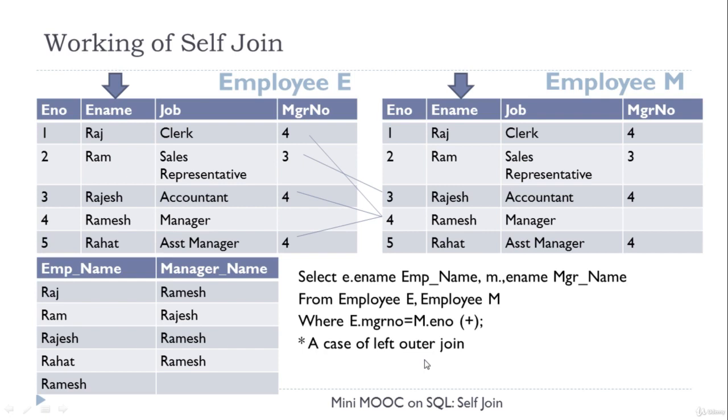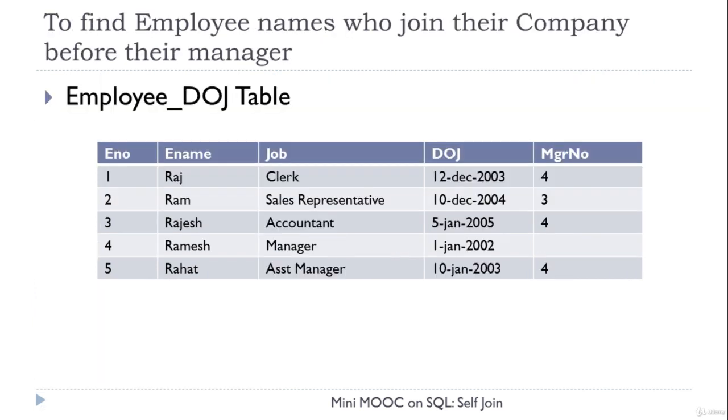Let us consider employee date of joining table, where we have introduced another column, date of joining, and we are interested in retrieval of employee name who joined their company before their manager. In order to produce this output, first task will be to join employee with their corresponding managers and then check their date of joining with each other.